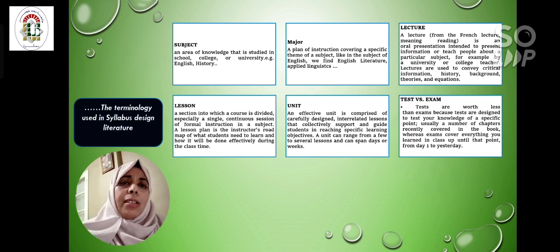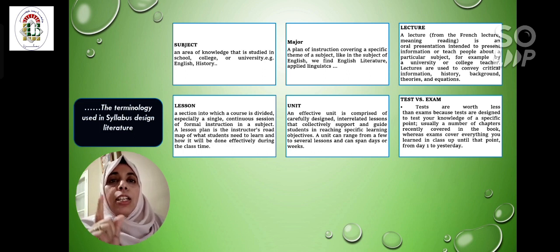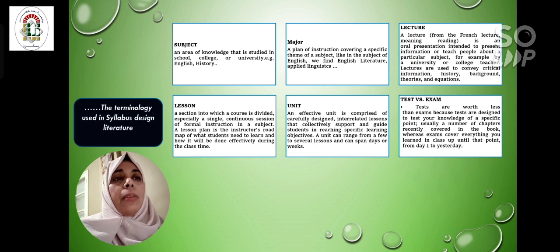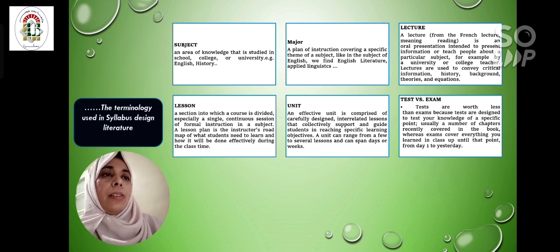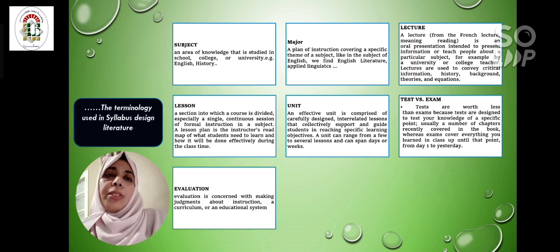So when you talk about the test and exam, a test comes after some lessons. For example, after 2 lessons or 3 lessons, I'm going to make a test to test the students' knowledge about these 2 or 3 lessons. So I can have many tests before the exam. Yet the exam covers everything you have learned from the first lesson till the last lesson. So the coverage for the exam is normally all the lessons of the semester or all the lessons of the year. Another term used is evaluation.